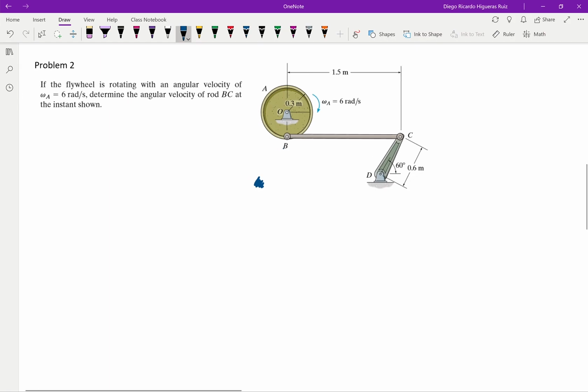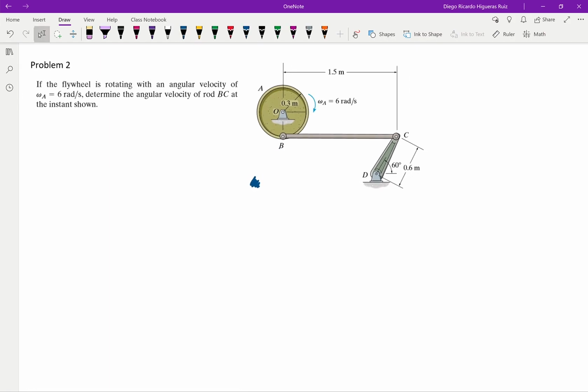So we know that the angular velocity is clockwise, and it is 6 radians per second for the flywheel A. And we need to determine the angular velocity of the rod BC at the instant shown. So BC, this is my rod BC, and I need to calculate the angular velocity.